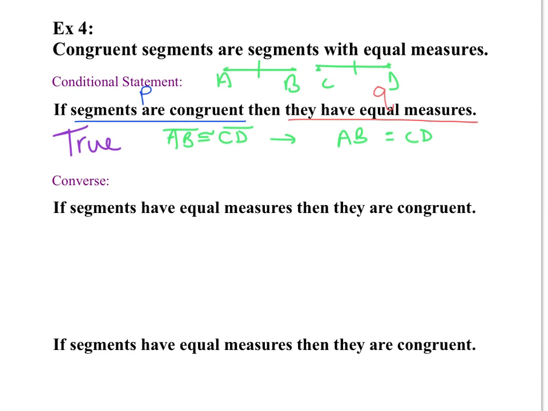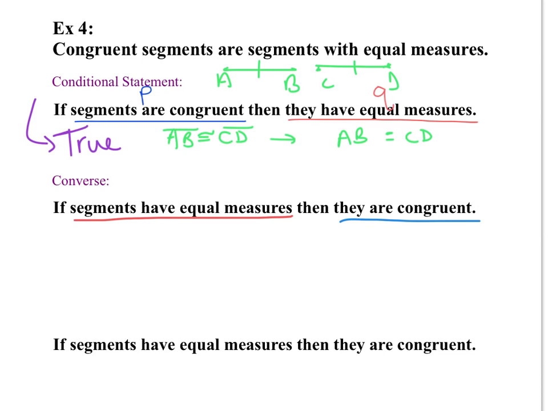And I know I haven't really proven that. We're going to right now focus on proving things false by giving a counterexample. And basically I can't come up with a counterexample for this conditional statement. So I'm going to say that it's true. Now let's look at the converse. So for the converse, I've now got segments have equal measures at the beginning here. So that's my hypothesis. And then my conclusion is they are congruent.